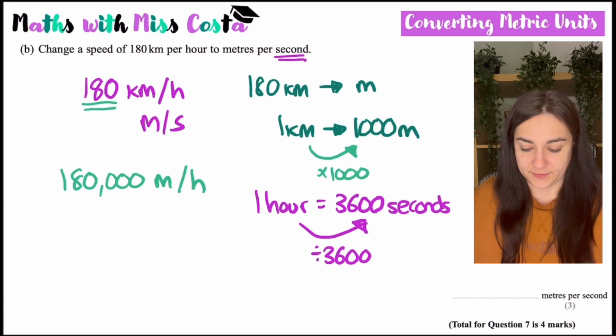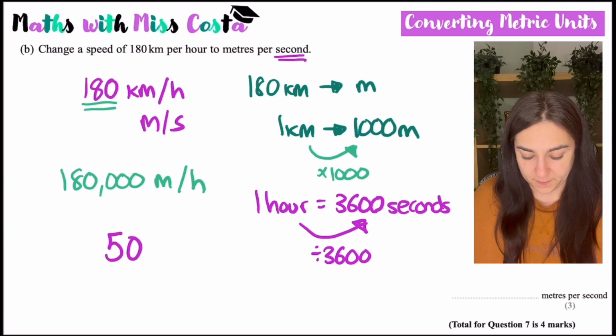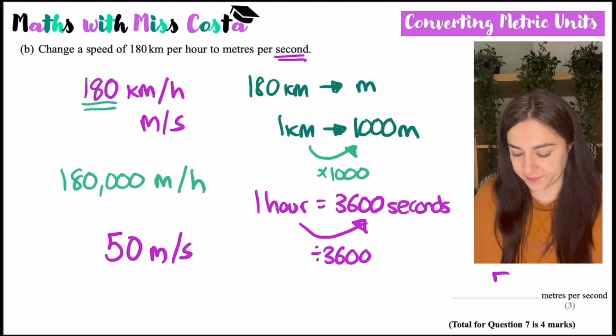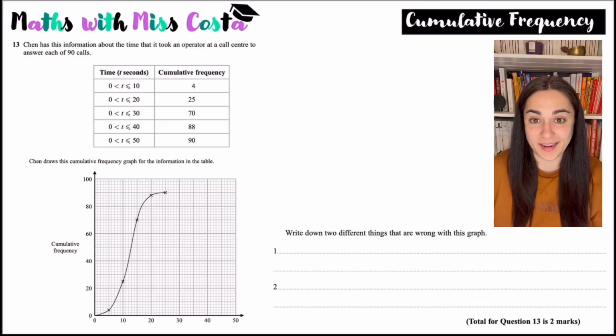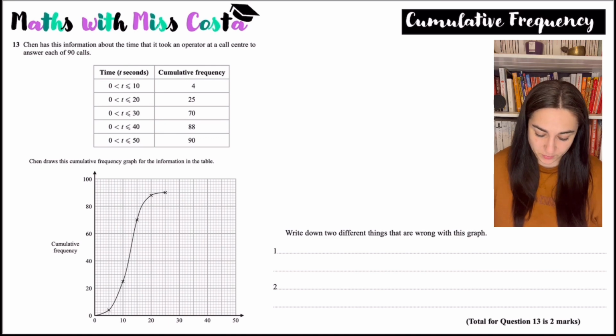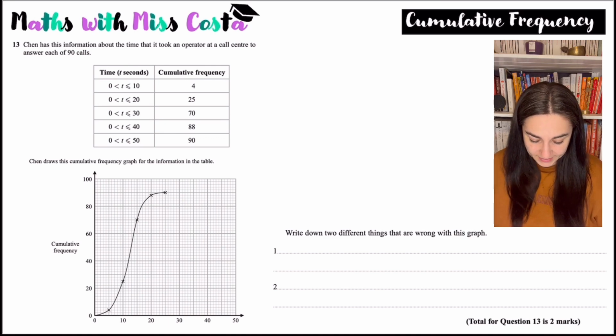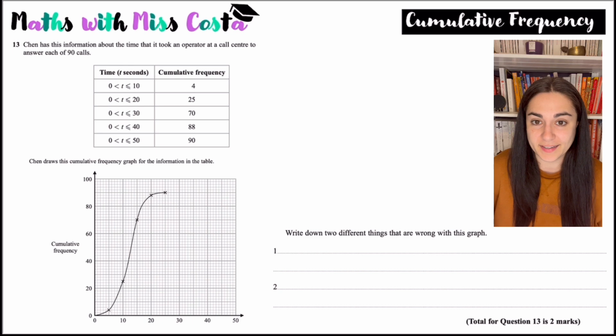180,000 divided by 3,600 gives me 50 metres per second. Question: I've been given a cumulative frequency graph with its corresponding table of values. Jen draws this cumulative frequency graph for the information on the table, and I need to write down 2 different things that are wrong with this graph.